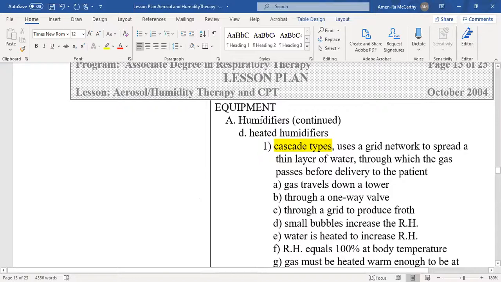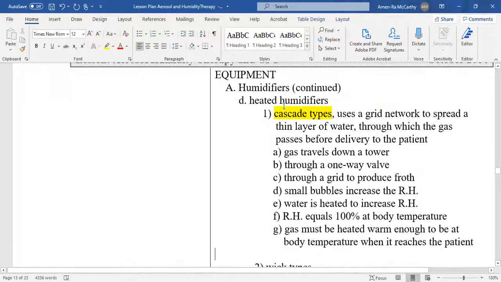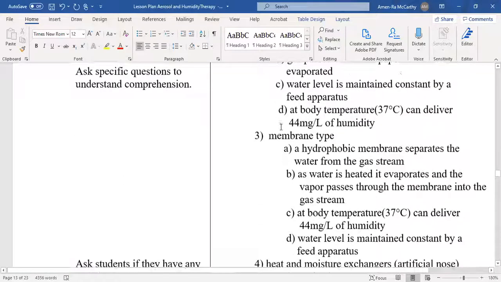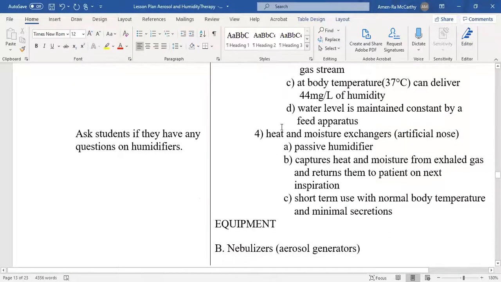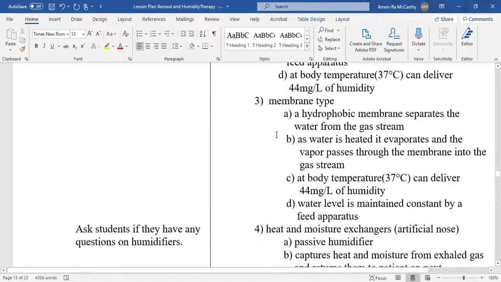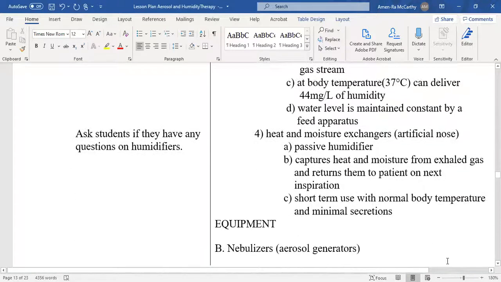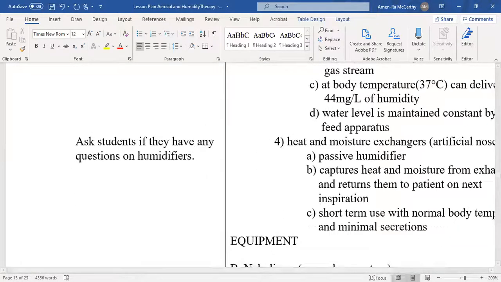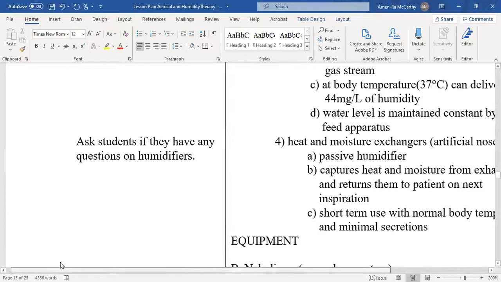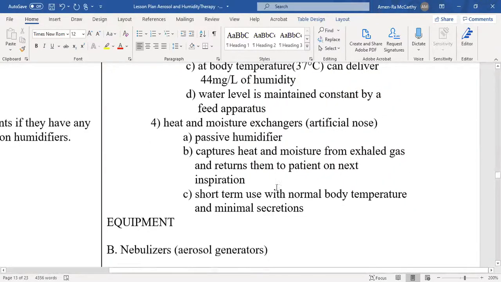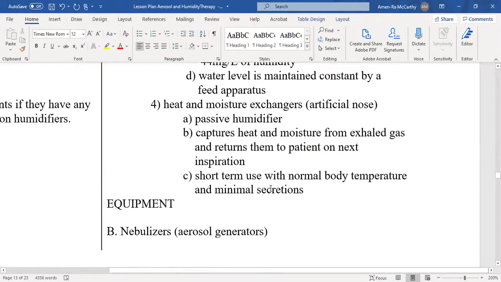So hold on. We got humidifiers. You got the heated humidifiers, which are the cascade type, wick type, membrane type. Okay, then you also have the heat and moisture exchanger. This is a really cool device here. This is called the heat and moisture, what? There we go. Heat and moisture exchanger, also known as the artificial what?